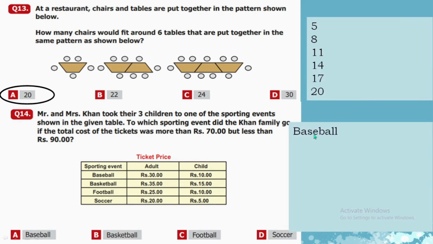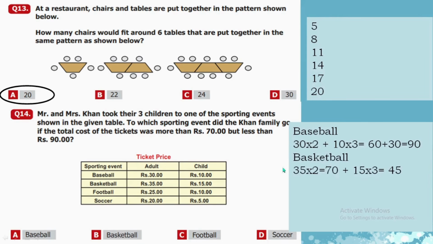Let's start with the baseball. The ticket for one adult is 30 and we have two adults, so 30 multiplied by 2 is 60, and for three children it is 10 threes are 30. So when we add the values it's 90. But they ask about the calculations that lie between 70 and 90. So no, that is not our correct option. Basketball, 35 multiplied by 2 adults is equal to 70, and then 3 children, 45. So 70 plus 45 is 115. Obviously it is out of our range.